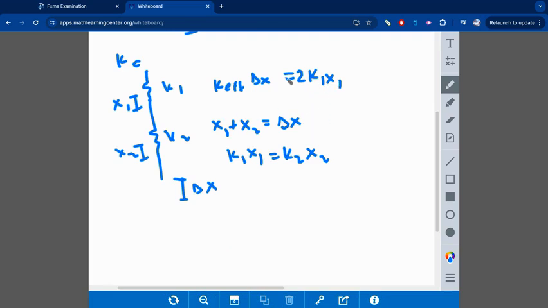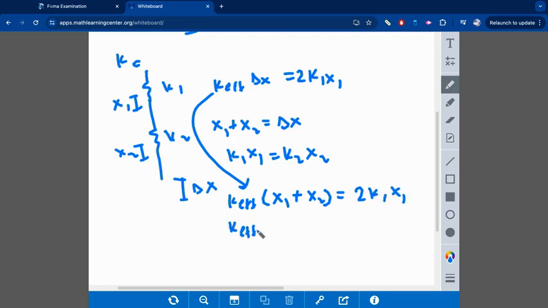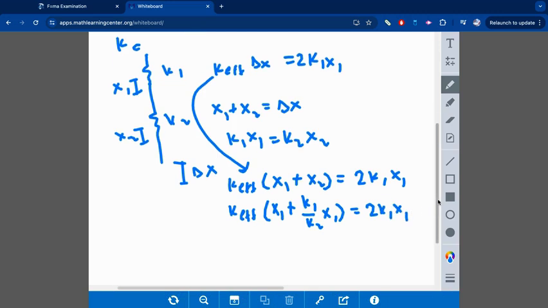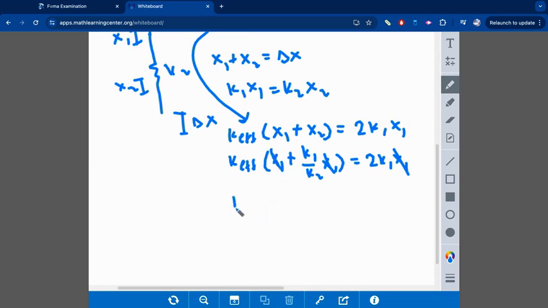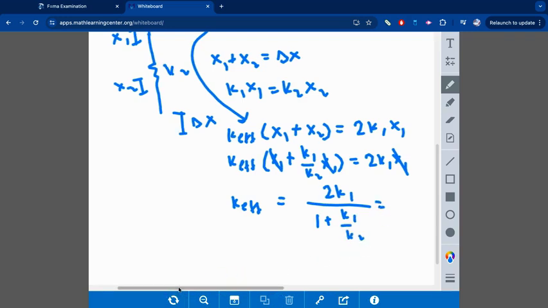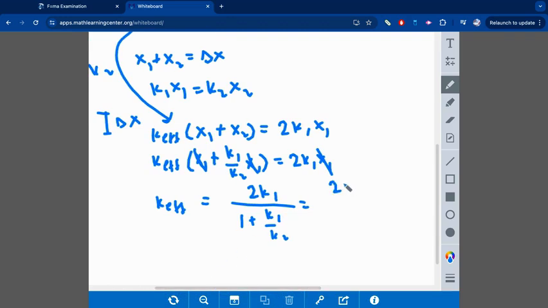So what we can do is try to eliminate delta x and then try to eliminate x1. So first of all, delta x is just x1 plus x2. And we know that x2, if we want to write it in terms of x1, so we can cancel x1 out, is just K1 over K2 times x1. So now we can cancel out x1 and get that K effective is 2K1 over 1 plus K1 over K2, which is 2 K1 K2 over K1 plus K2.